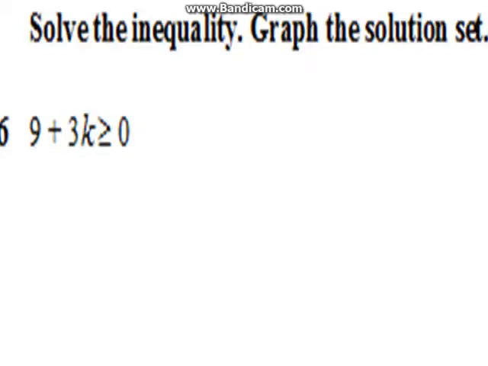Number 6 says solve the inequality, graph the solution set. So I have 9 plus 3k is greater than or equal to 0. All we're doing here is just solving for the k. So we want to get rid of everything other than the k. I always say start from the furthest thing away from k, and that would be our 9. So let's get rid of the 9.